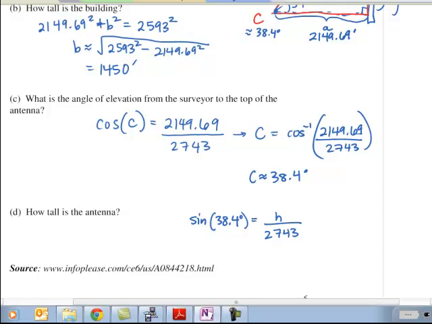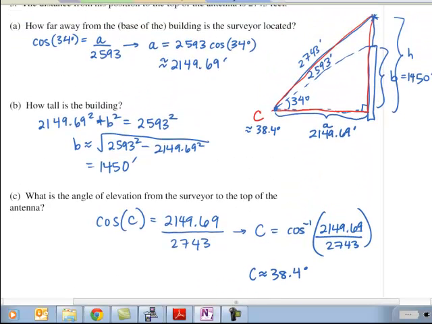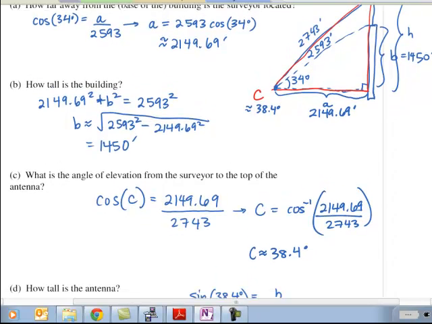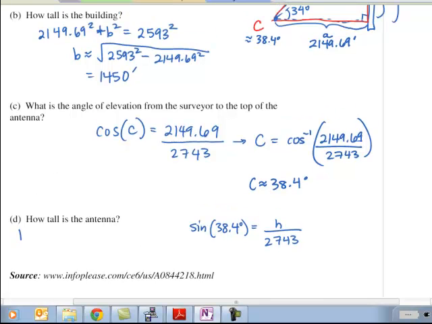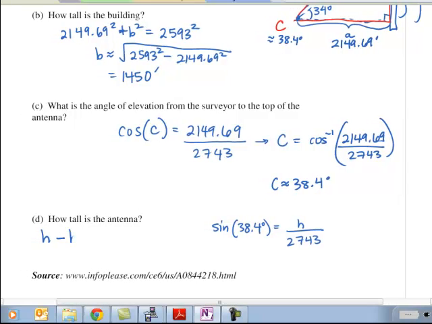If we want to know the height of the antenna, we don't want that whole height, but if we know this whole height, we can subtract the 1450 to get the height of the antenna. So let's determine that entire height first, since that's the side of the triangle, and then we'll use that to figure out the antenna. So we'll take H minus B eventually, but we can figure out H this way.